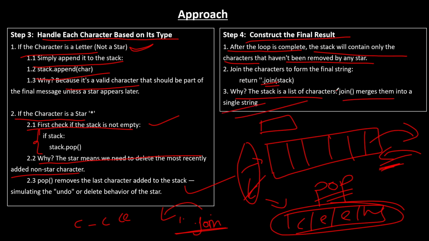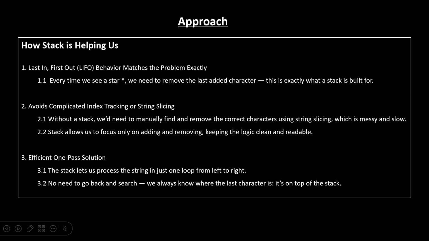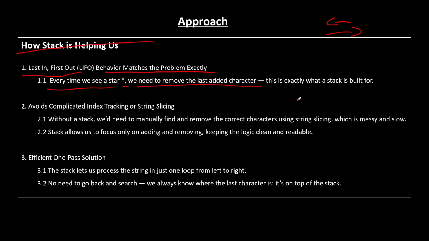It's very simple and clear as soon as you understand that this is a question of stack implementation. Fine. Can you see how the stack is helping us, right? Let's take a revision in a nutshell. It follows the rule of last in, first out, which matches the problem exactly. The last character in should be the first character out. Correct? Every time we see a star, we need to remove the last added character. That is exactly what the stack is built for in this case.